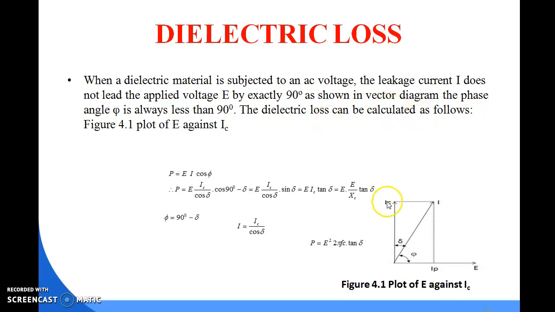Okay, so here what happened, we know that this is the figure. E is in phase with IR, and this is the phasor diagram. Between I and IC the angle is delta, and between E and I the angle is phi. So phi plus delta is equal to 90 degrees, but not exactly 90 degrees. It is considered to be less than 90 degrees. So we can consider that here P is equal to EI cos phi.